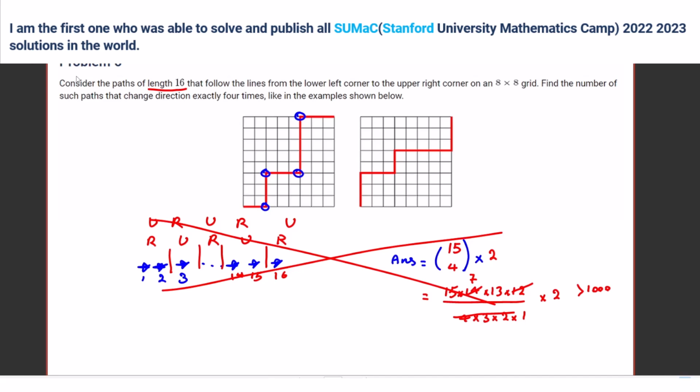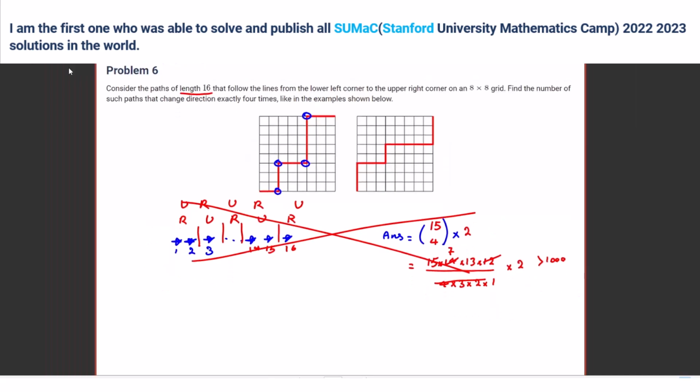Let's solve it with stars and bars. Usually when we use stars and bars, we create some equations and then solve. Look, the first one, for example, we say x1, x2, x3. These are for rights. This one is y1, y2. So we have two equations in terms of x1, x2, x3, y1, y2. Can you tell me what those equations are? X1 plus x2 plus x3 is equal to 8, and y1 plus y2 is also equal to 8.